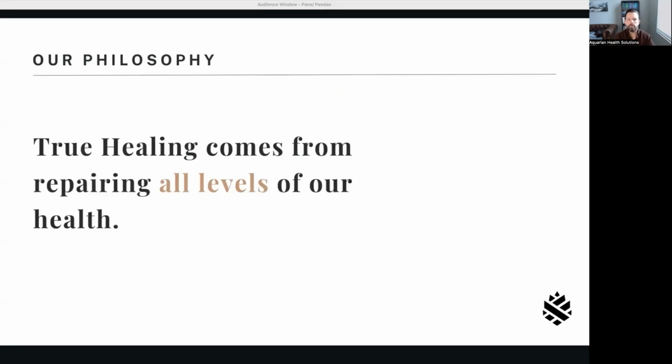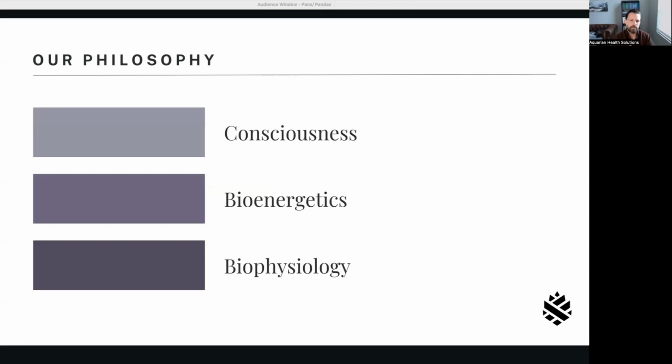For us, true healing comes from repairing all levels of our health. What I mean by that is our biophysiology, so our anatomy and our physiology, our bioenergetics, or our nervous system, and our consciousness, our thoughts, feelings, emotions, and spiritual connection. And to me, only when we repair all of these things can we get true lasting healing.